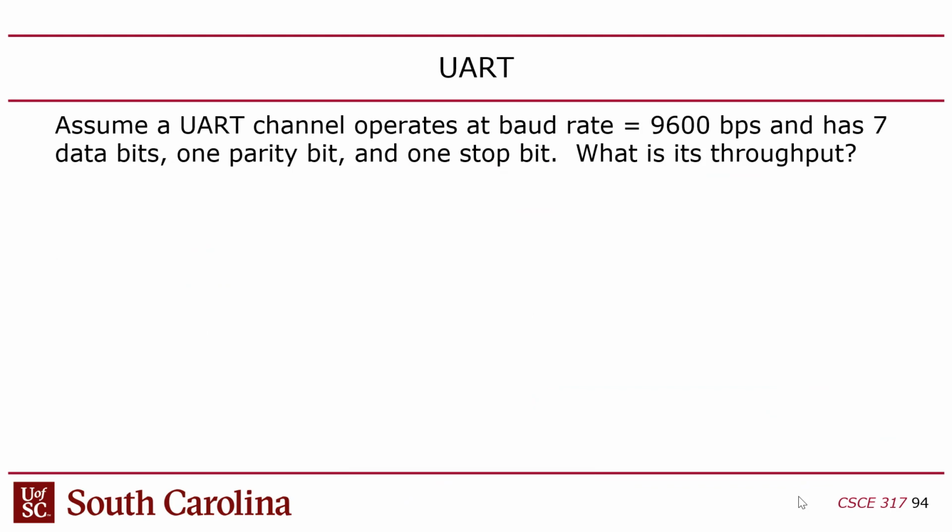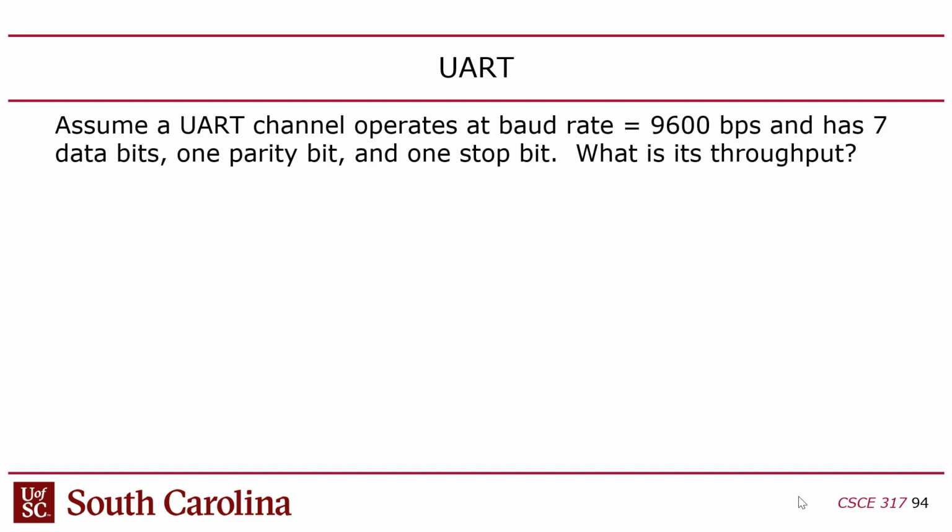Okay, assume a UART channel operates at baud rate 9600 BPS, bits per second, and has 7 data bits, 1 parity bit, and 1 stop bit. What is its throughput? Okay, so this would be 9600 bits per second. That's the raw speed of bits flowing through the channel, but I'm only getting 7 data bits for every 7 plus 1 parity bit, 1 start, 1 stop. So for every 10 bits, there's 3 overhead bits: parity, start, and stop. You guys with me? So 7 out of 10.